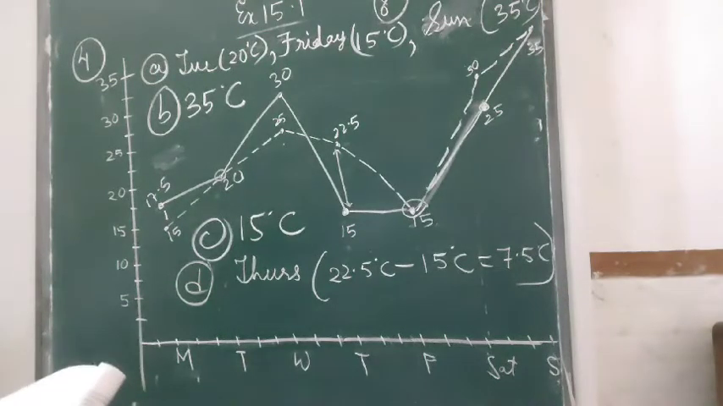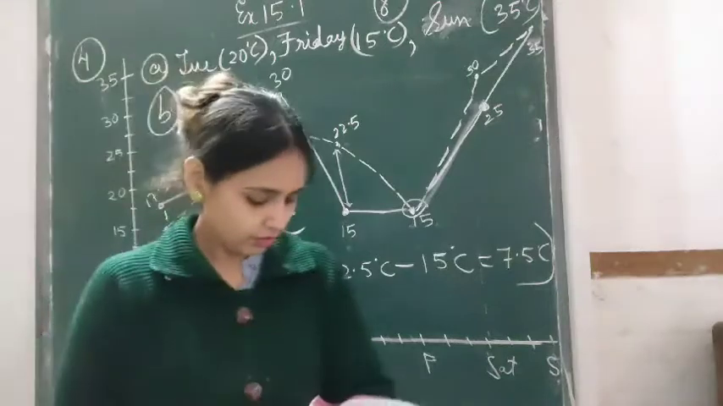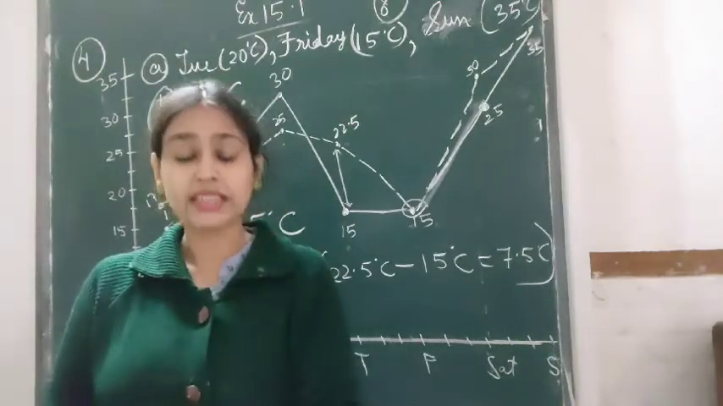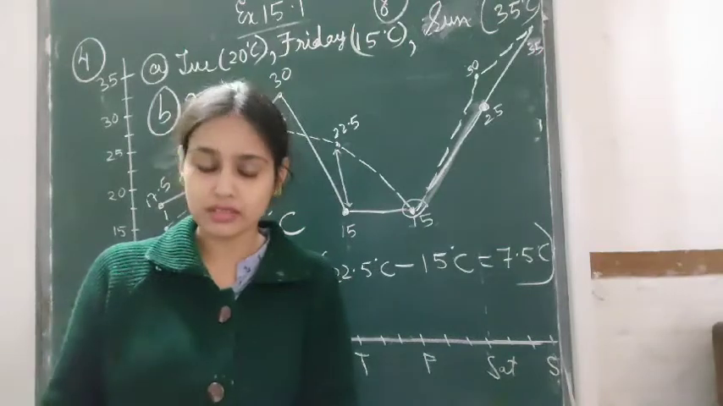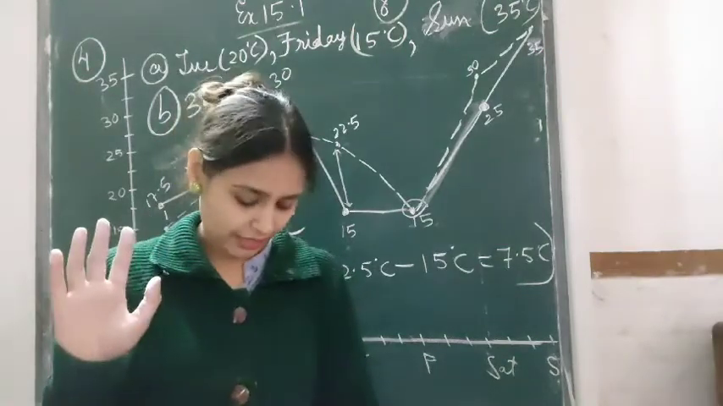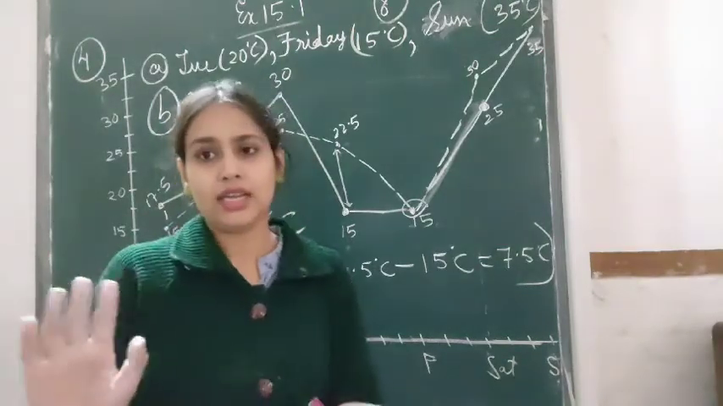Then we go to the fifth sum. Now children, the fifth one is saying to use the tables to draw linear graphs. Linear graphs we have not studied in this exercise. So actually it has to be line graphs only. So we are going to draw the line graphs.